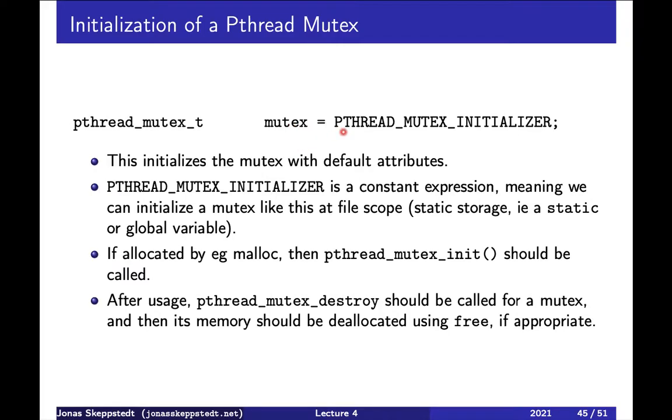Regardless of how the mutex was initialized, we must call pthread_mutex_destroy to free any resources used by this mutex. And if we used malloc or calloc to allocate the memory, we should also call free to return it to the heap.